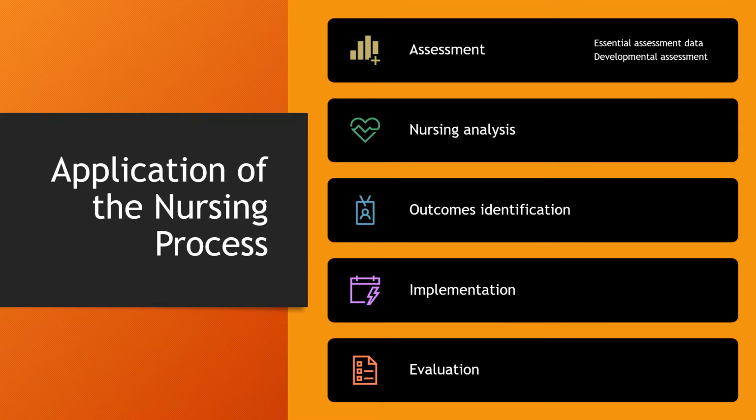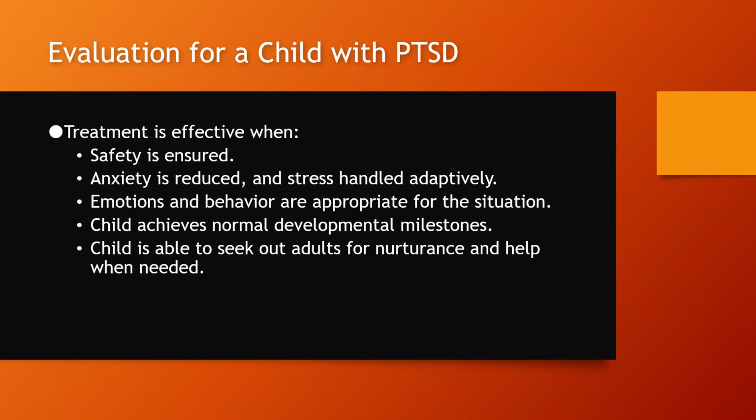And then the last is evaluation when we finish up our nursing process, making sure treatment is effective. What does that look like? If treatment is effective, safety is ensured, anxiety is reduced, emotions are appropriate, they achieve normal developmental milestones, and they're able to seek out adults for nurture.